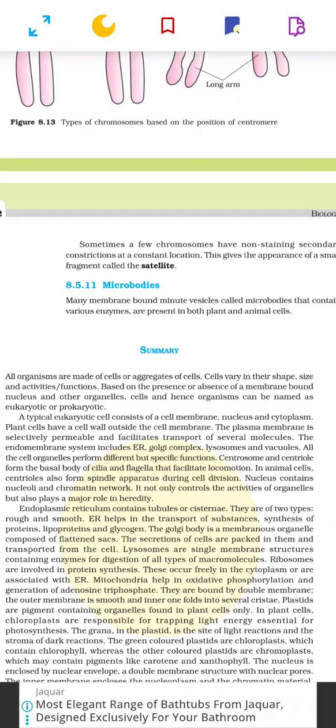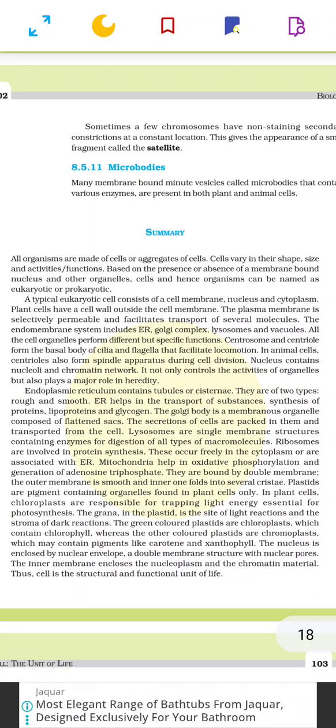Nucleus contains nucleoli and chromatin network. It not only controls the activities of organelles but also plays a major role in heredity. Endoplasmic reticulum contains tubules or cisternae. They are of two types, rough and smooth. They help in transport of substances, and synthesis of proteins, lipoproteins and glycogen. The Golgi body is a membranous organelle composed of flattened sacs. The secretions of the cells are packed in them and transported from the cell.